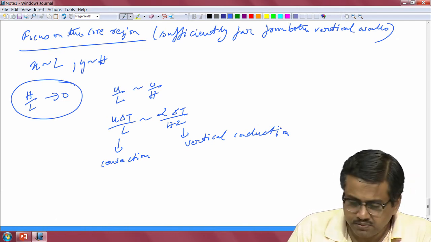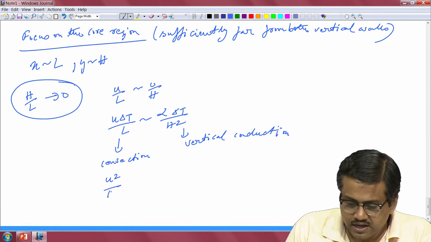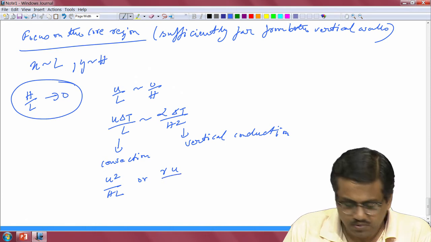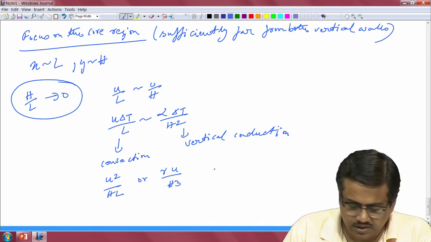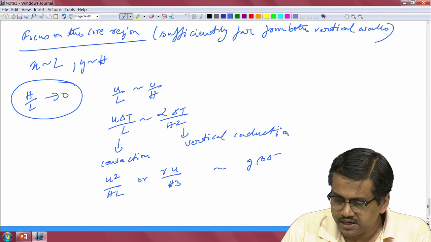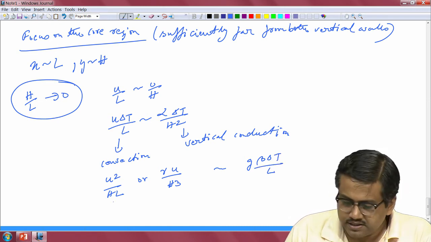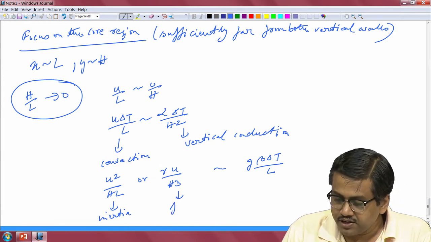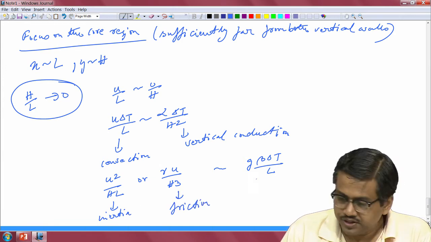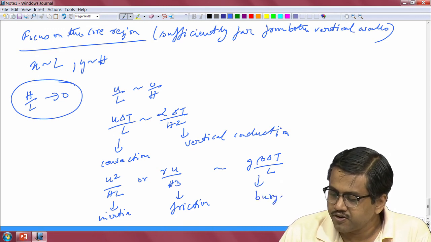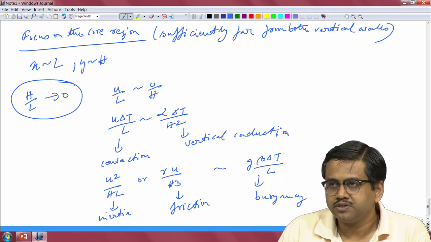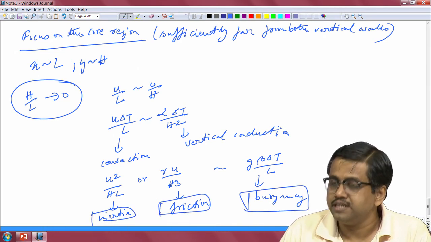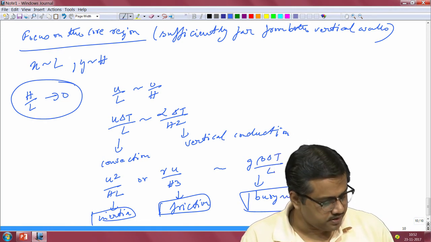Similarly, if you look at the momentum equation, it will be u squared H by L, or γ u by H cubed, equal to g β ΔT by L, where this is basically your inertia, this is your friction, and this is your buoyancy. These are the three terms that you would normally get in any situation like this.